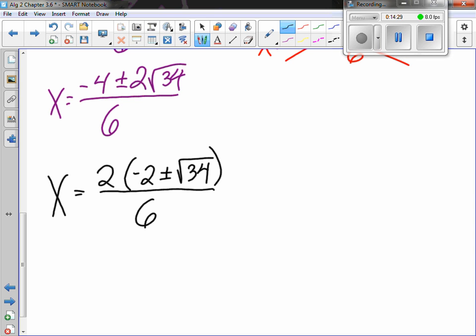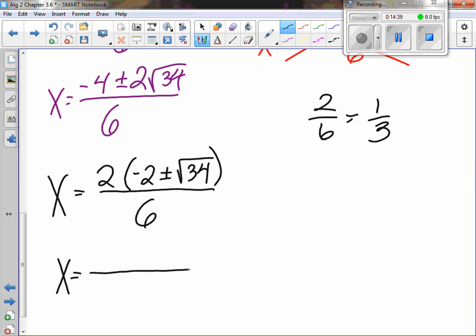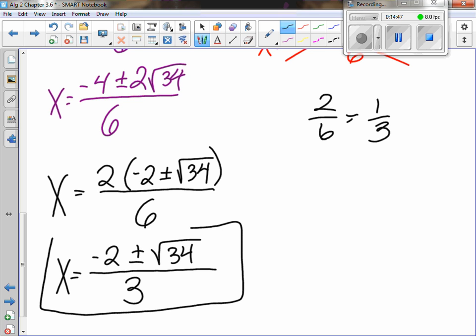Well, what's 2 over 6 the same as? Because 2 over 6 is the same as 1/3, yes? So this here would simplify to negative 2 plus or minus the square root of 34 over 3.